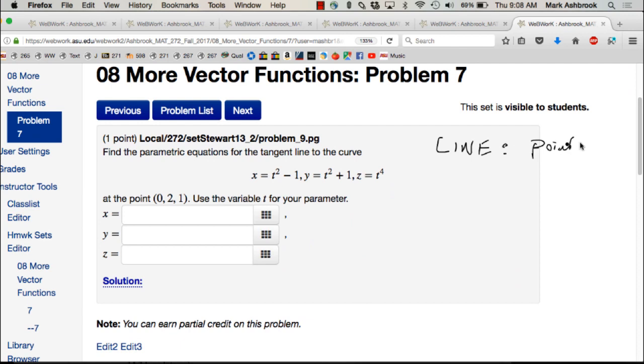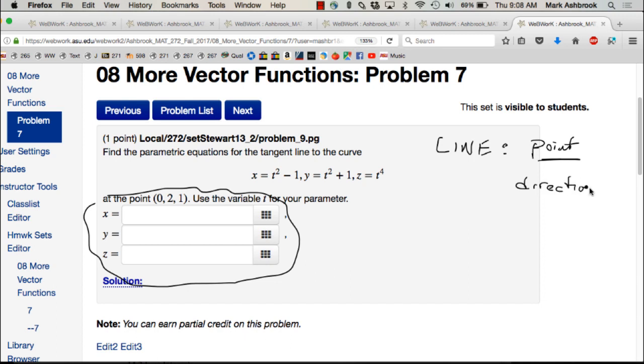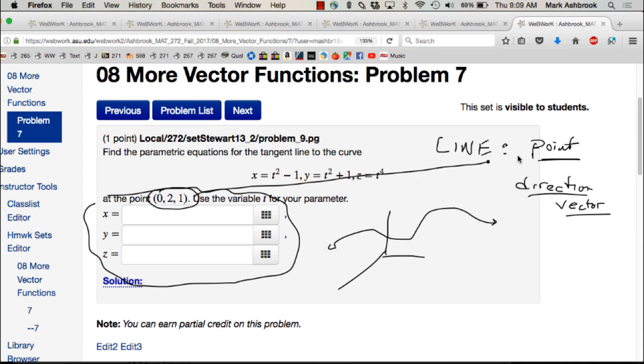So if they're asking me to write the equation of a line, which they are, then all the information in this problem has to be able to give me a point on the line and a direction vector. Now this information, the point and direction vector, are going to come from this space curve. They say we want the tangent line to the curve, so going around like this. And so at the point 0, 2, 1, look, you're half done. 0, 2, 1, there's your point on the line that you're trying to write.